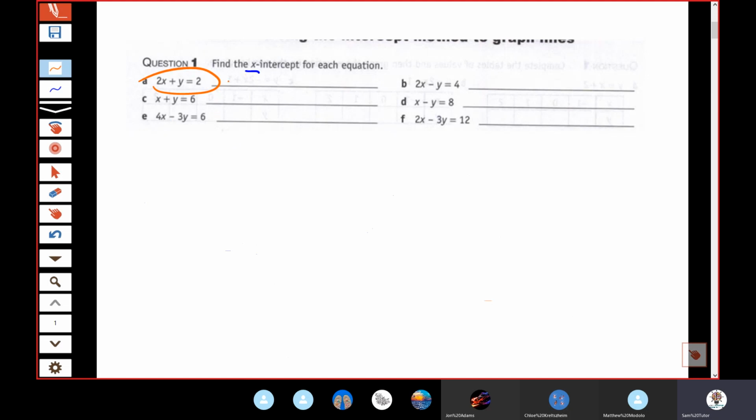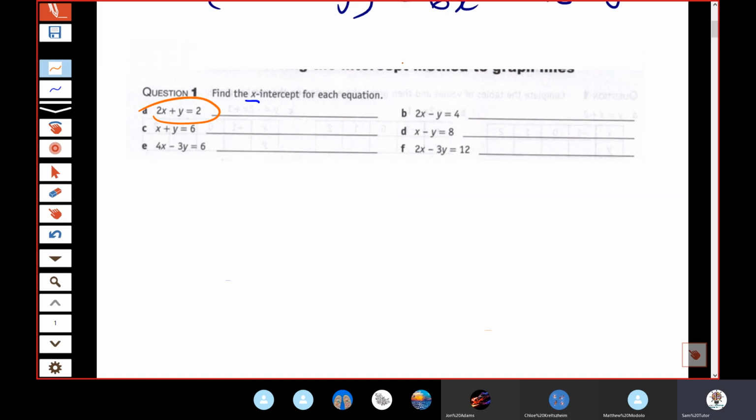Okay, not a problem. So, like I said, x-intercepts are these, right? This is called an x-intercept. Anything that's on this line, on this x-axis, is called an x-intercept, where it cuts my x-axis. Yep, we understand that? So wherever it cuts that x line, it's called the x-intercept.